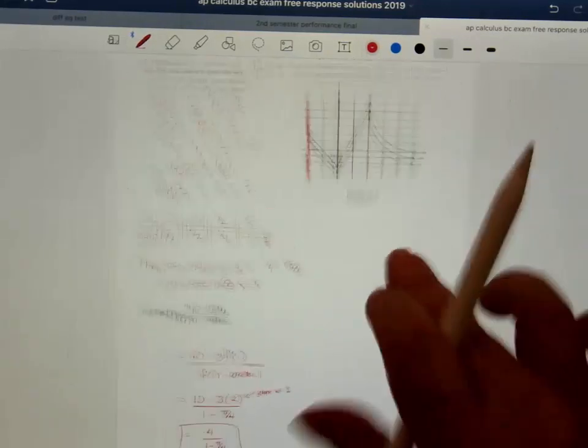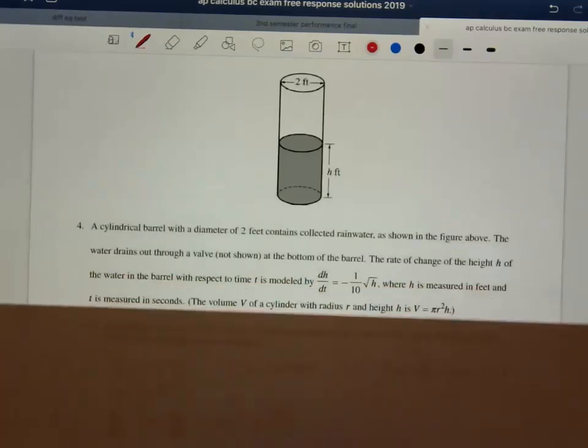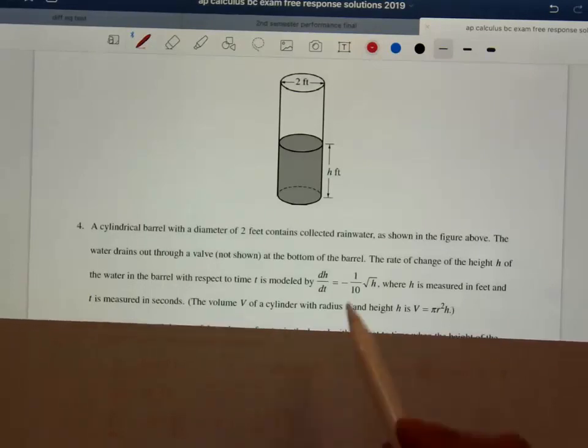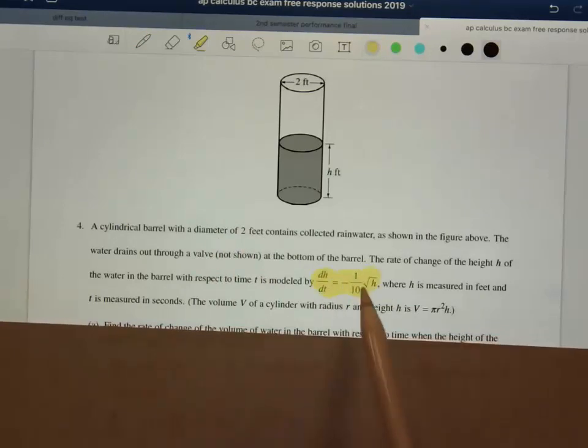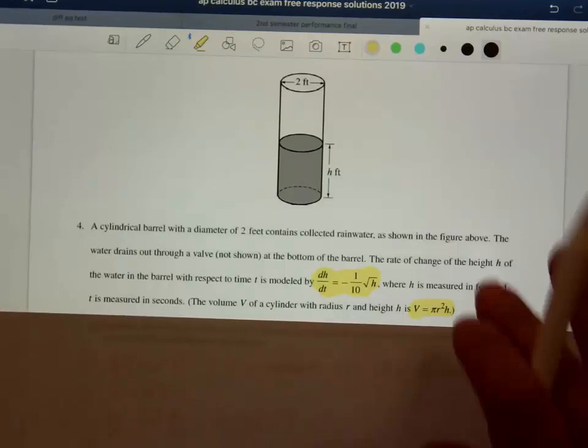So now moving on to number 4, the cylinder problem. A cylinder barrel with a diameter of 2 collects rainwater as shown in the figure. The water drains out through a valve, not shown, at the bottom of the barrel. The rate of change of height h of the water in the barrel with respect to time is given by this differential equation right here. dh/dt equals negative 1/10 square root of h. h is in feet, t is in seconds. They gave you the volume of a cylinder, which amazed me that they actually gave that to you.